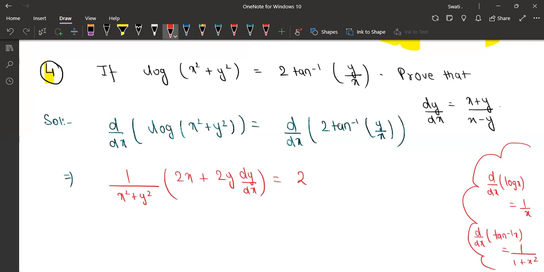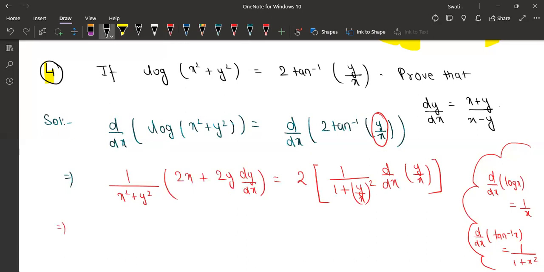So using this formula, it will become 2 outside, and the derivative of this will become 1 upon 1 plus, at the place of x we have y over x, so it will become (y over x) whole square. And by chain rule, again we have to do the derivative of this particular function, that is y over x. This is actually called the quotient rule. We were using the product rule, and now in this particular question we have to use the quotient rule. So I'll write the formula for that as well.